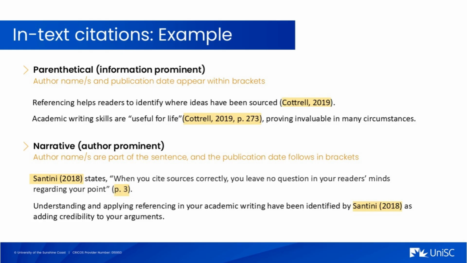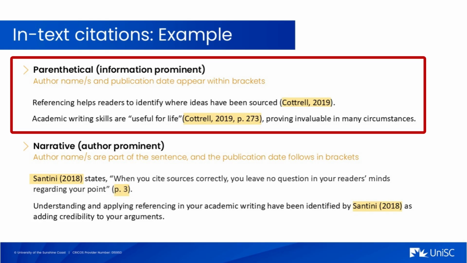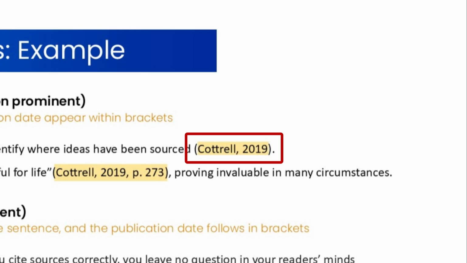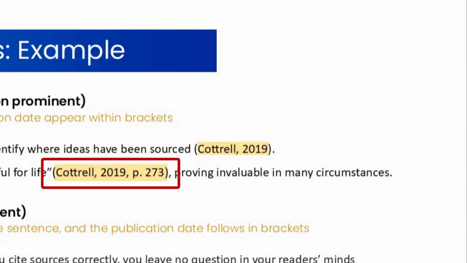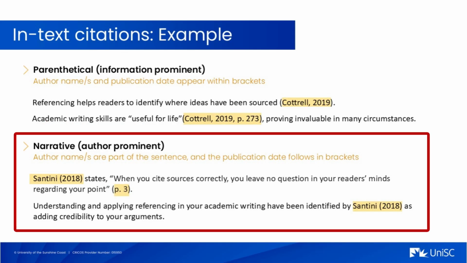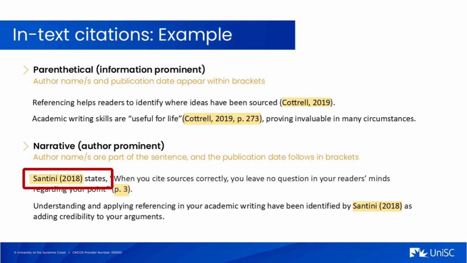There are two ways to format in-text citations in APA. Information prominent, also called parenthetical. The citation, author and year, appears in brackets at the end of the sentence. For direct quotes, a page number is also included. The second type is author prominent, also called narrative. The author's name is written into the sentence, followed by the year in brackets. Both formats are correct, the choice depends on how you want your sentence to flow.